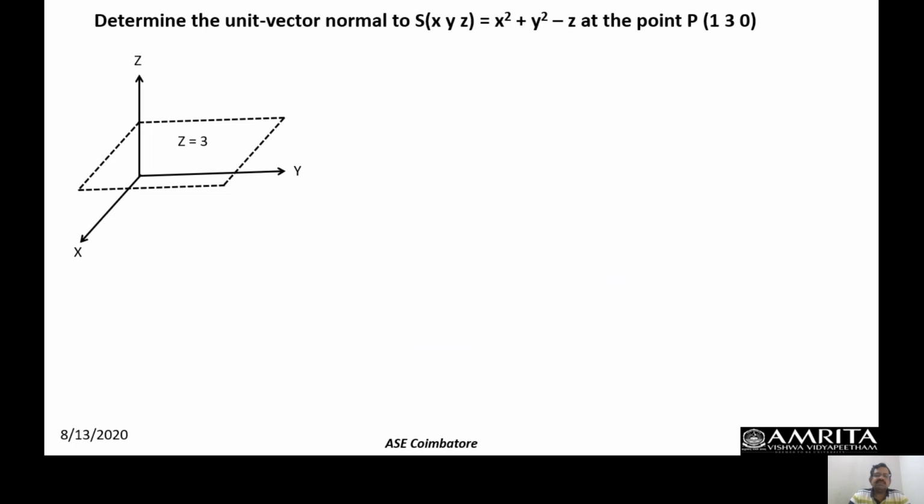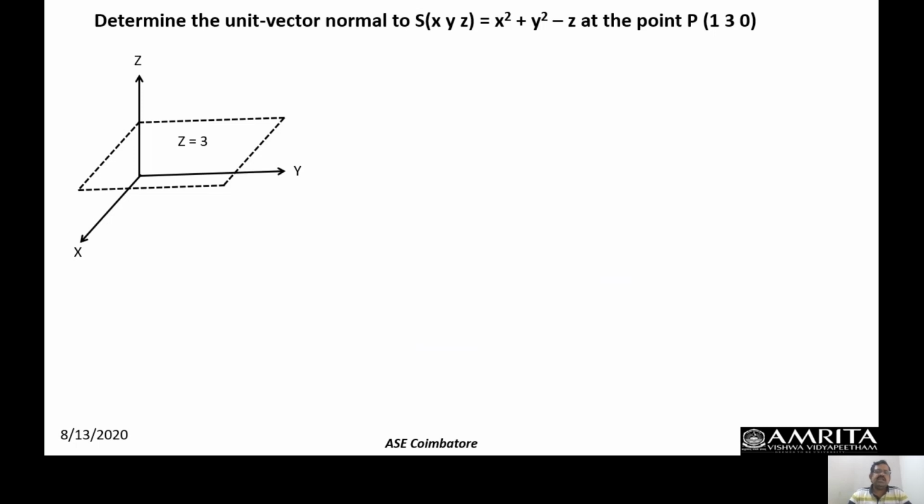Therefore, when you substitute in the equation of a plane given as x/a + y/b + z/c = 1, where a, b, c are the intercepts on the x, y and z axis respectively, we get anything by infinity is 0. Therefore, x by infinity is 0, y by infinity is 0, and z/3 = 1, or z = 3. That is the equation of the plane.